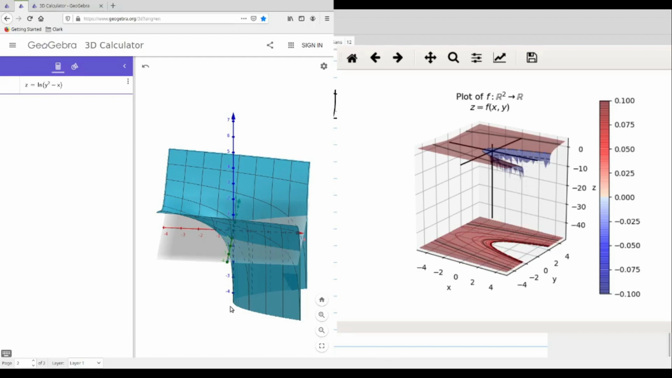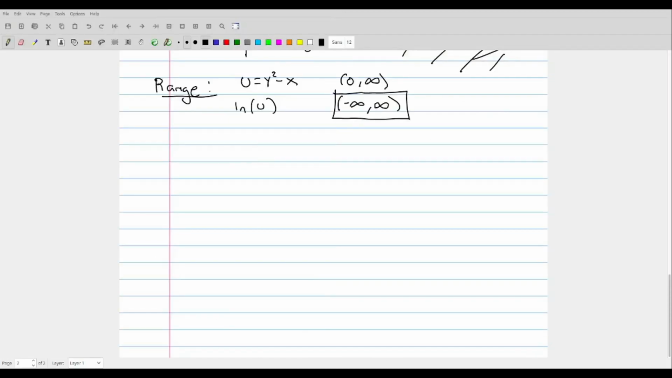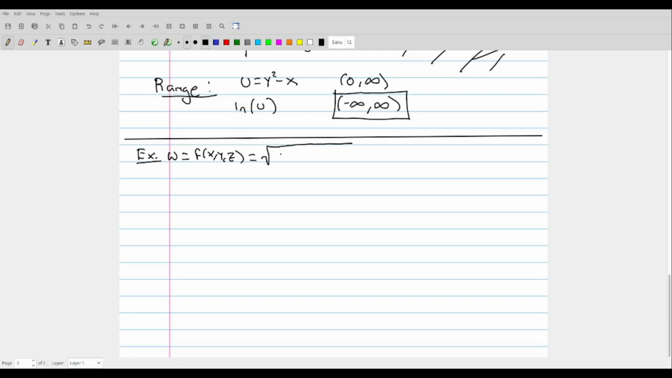The next example is going to be finding the domain and range for a function of 3 variables. So let's say we have a function, w is equal to f of x, y, z, which is equal to the square root of 9 minus x squared minus y squared minus z squared. So there's another example of a square root type problem.